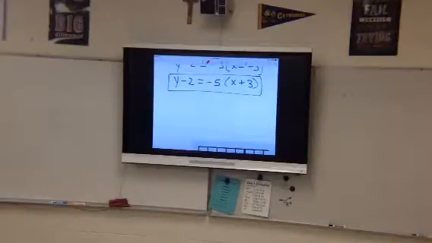So what are some things we want to do to solve for y here? Tessa? Add the 2 after we do what? Yeah, gotta distribute first, okay? So I've got y minus 2 equals -5x minus 15, and then what would we do?